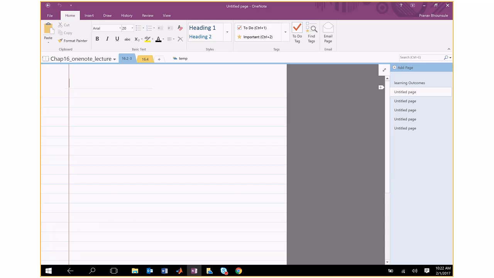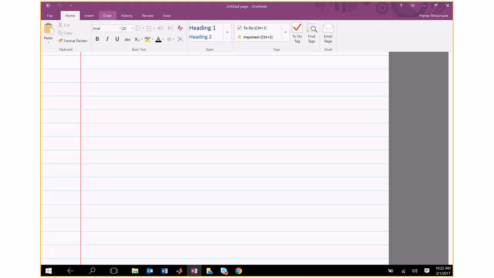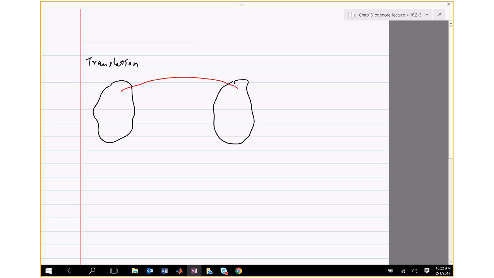So the two things we'll do today are translation and rotation. Translation is when things move in straight lines, they do not rotate. The orientation between this and this has not changed with time.